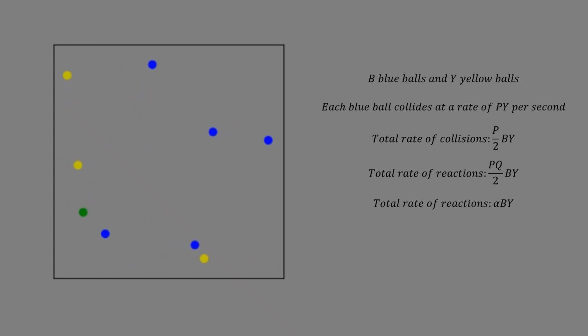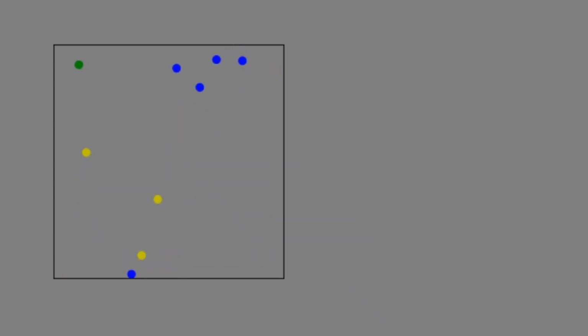We can now start making some predictions with a simple application of our model. Imagine you have a box of blue and yellow proteins. When a blue and a yellow protein collide, they can produce a green protein. From our model, we can write something called a differential equation, an equation which describes the rate at which something changes, in this case, the number of the different coloured proteins.